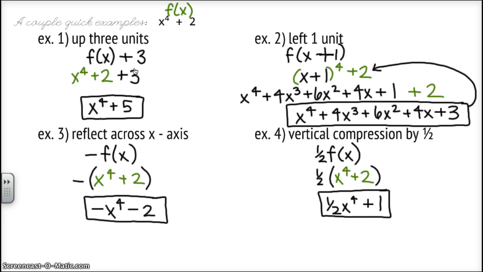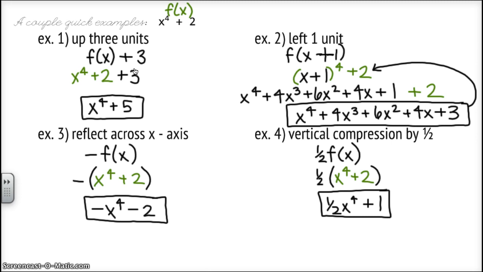That's just a lot of plug and chug, right? Plug it in. What exactly does this transformation mean? How do we represent that with math? Up 3 units, that means I add 3. Left 1 unit, that means I go inside the input and move it left. Reflect across the x-axis, well, that's going to be a negative, right? And then vertical compression, of course, we use the 1/2 and do the distributive property. Okay, so that's kind of what we're doing on how to translate.